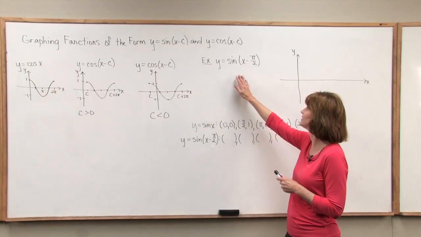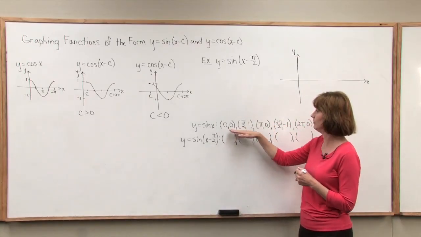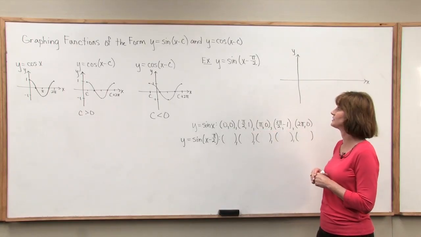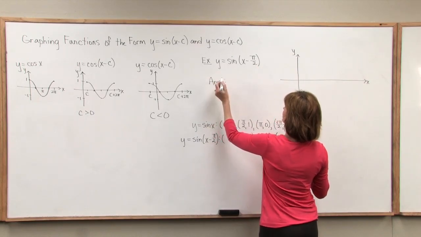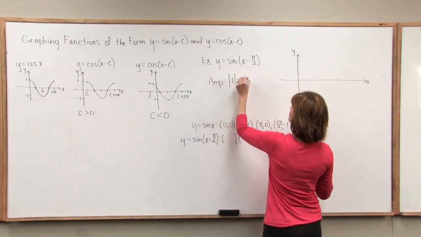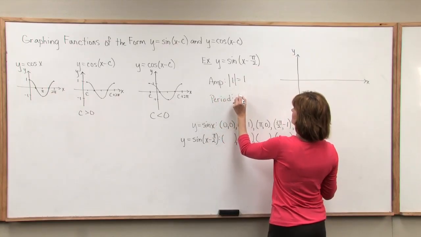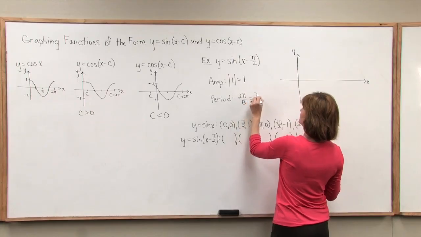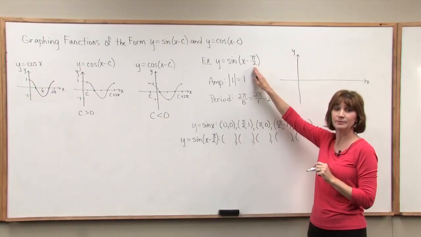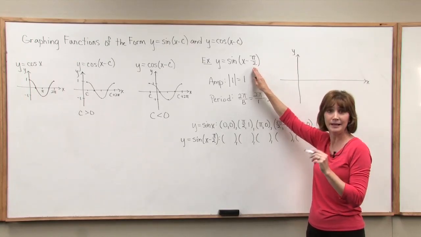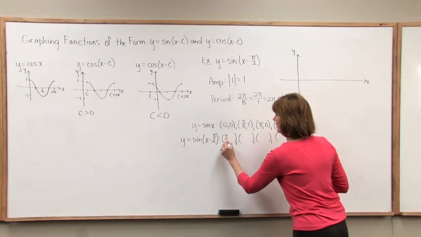Let's look at y equals sine (x minus pi over 2). Well, we know what our basic sine curve looks like. I've listed the quarter points for y equals sine x. So here, remember the amplitude is going to be the absolute value of a, which is 1 in this case, so the amplitude is 1, and the period is 2 pi over b, and notice in this case b is 1, so the period is still 2 pi. But the graph is going to be shifted pi over 2 to the right, so that means that the first x-coordinate of the quarter point is going to be pi over 2.